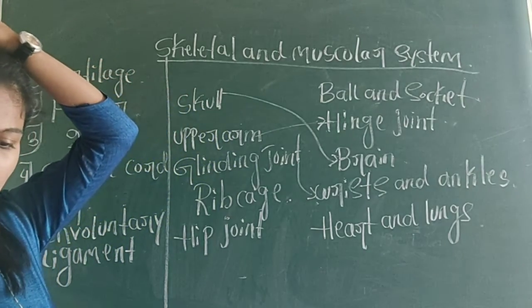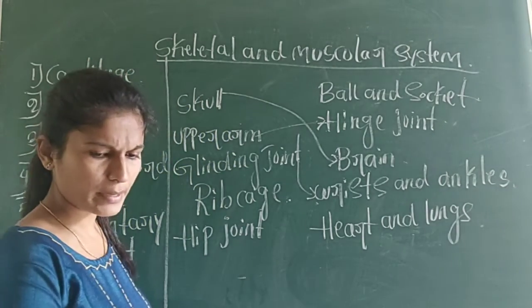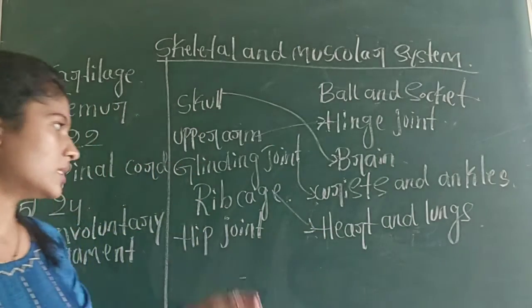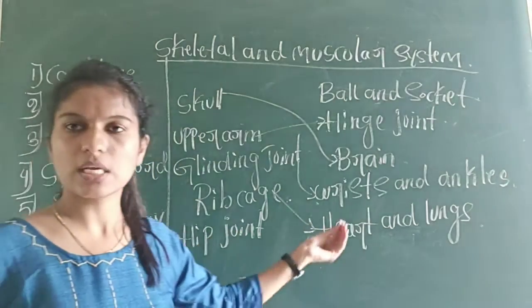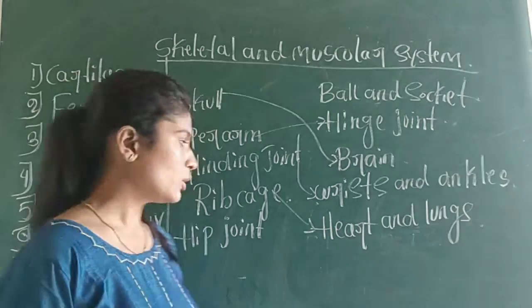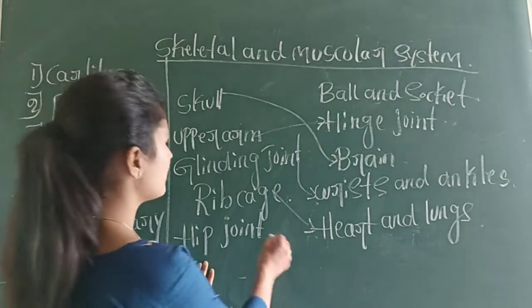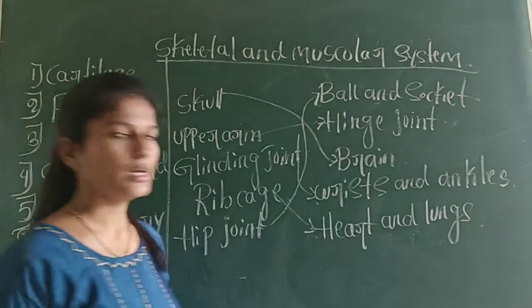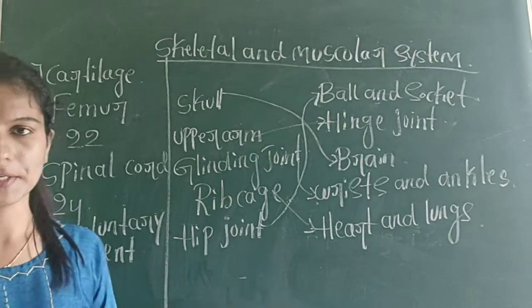Okay. Now next, rib cage. The best example for the rib cage is heart and lungs. Because you can see which organs are there in the rib cage. Those are the heart and lungs. Now the last one is hip joint. The example for the hip joint is nothing but ball and socket joint. Okay. So ball and socket.